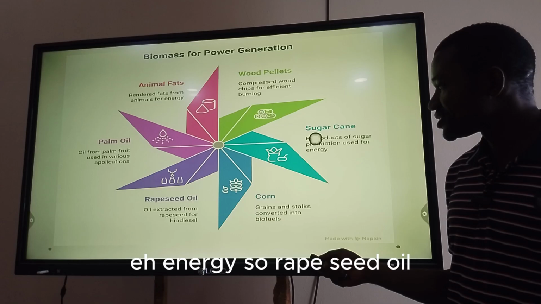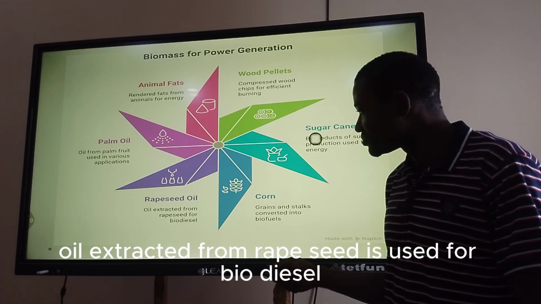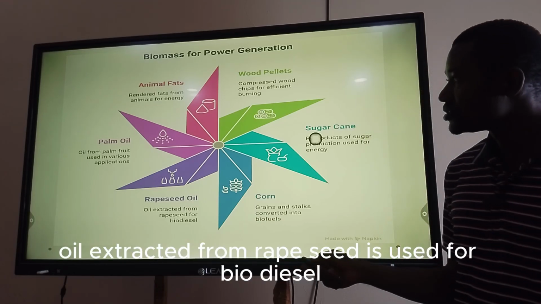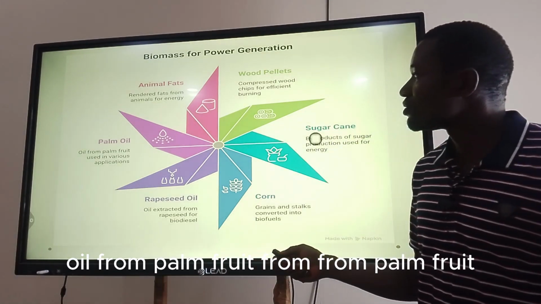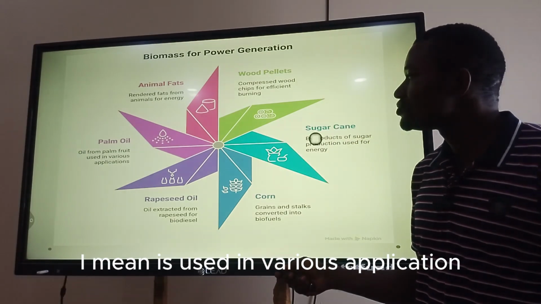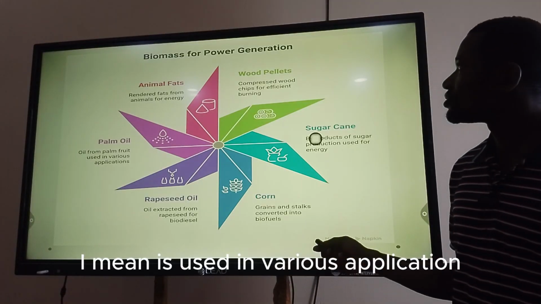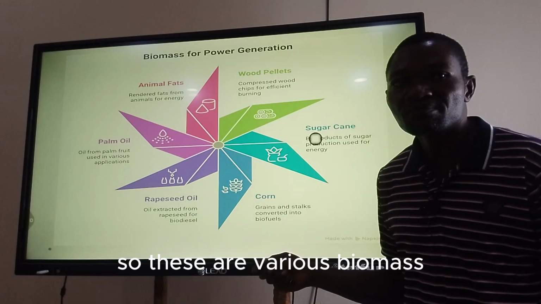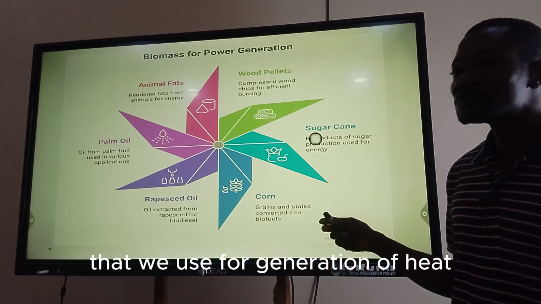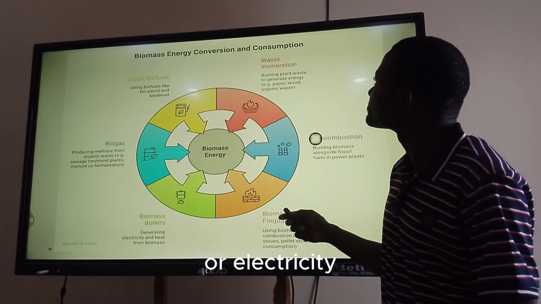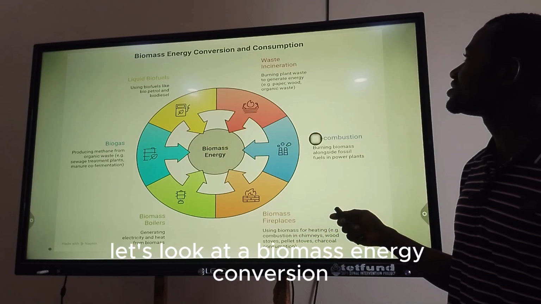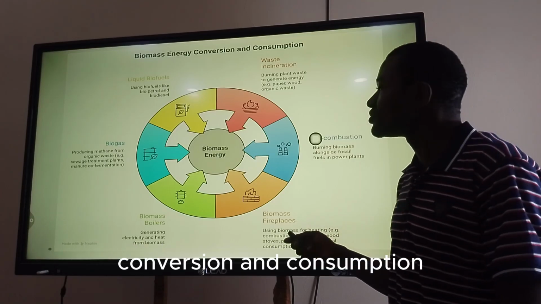So, rapeseed oil, oil extracted from rapeseed, is used for biodiesel. Also, palm oil, oil from palm fruit, is used in various applications. So these are various biomass that we use for generation of heat or electricity. Let's look at biomass energy conversion and consumption.